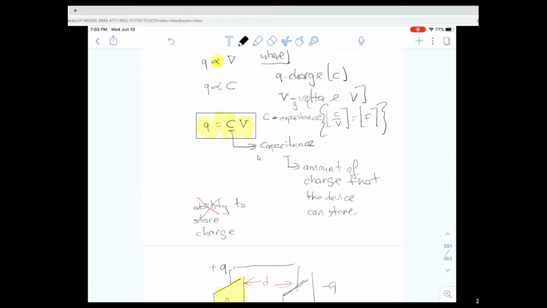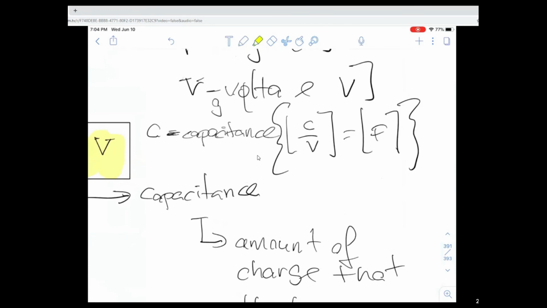Now let's have a meaningful discussion about the meaning of this. All right, so coulomb is a charge unit. Volt is an energy unit. That's the amount of voltage, the amount of energy stored within the strength of the electric field. And F, farad, is the unit for capacitance.